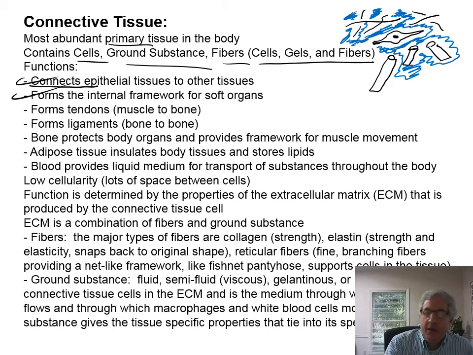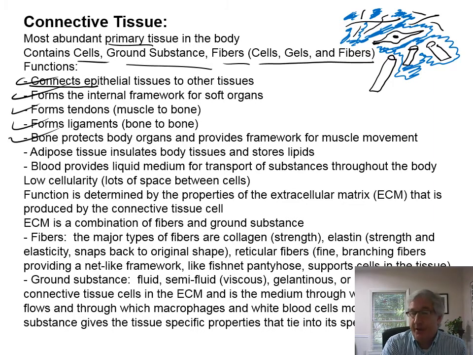It forms an internal framework for soft organs. We'll talk about that in a second. But it can give you a framework so that an organ has a shape to it. You can form tendons, which connect muscle to bone. You can form ligaments, which connect bone to bone. Bone is a type of connective tissue.